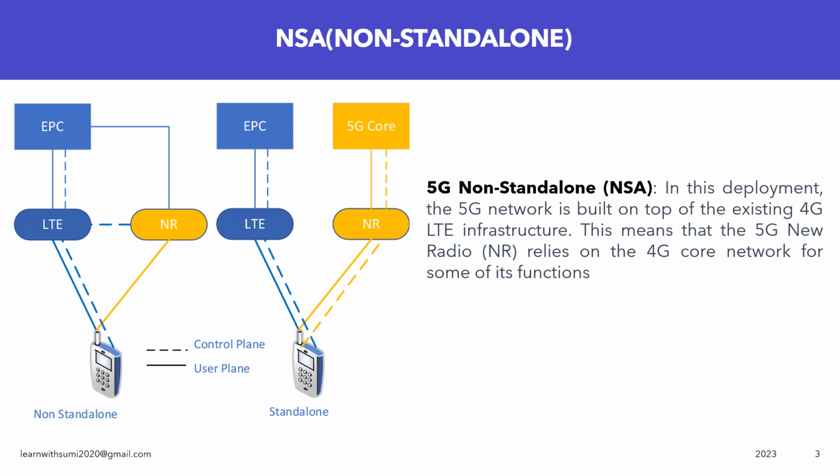This setup allows for data speeds that are faster than those of 4G. So as you can see here, two node Bs are serving, that is the eNode B and the gNode B, which gives more resources and faster speeds, helping with higher data rates.